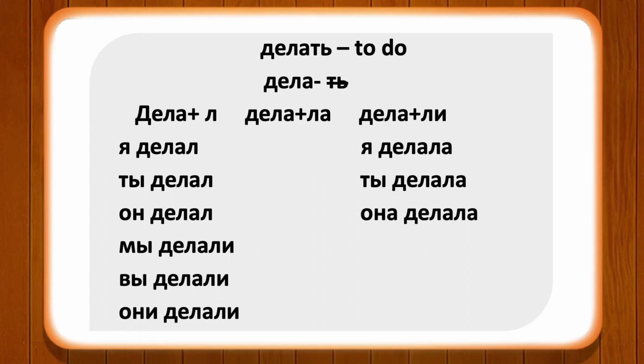It means I did or I was doing. You did or you were doing. He did, he was doing. Ana delala would be she did or she was doing. For plural forms, it is mui delali, we did or we were doing. Vui delali, you did or you were doing.